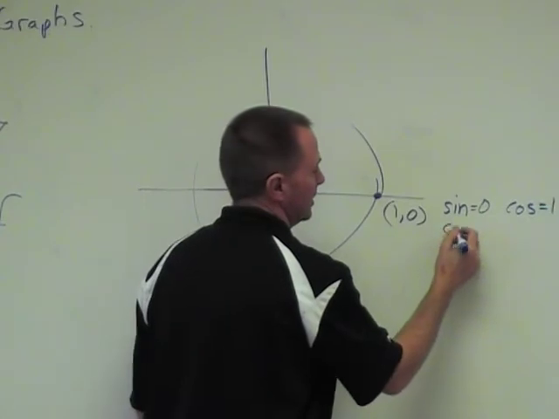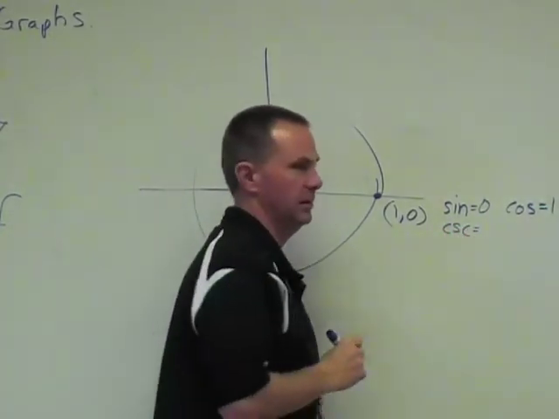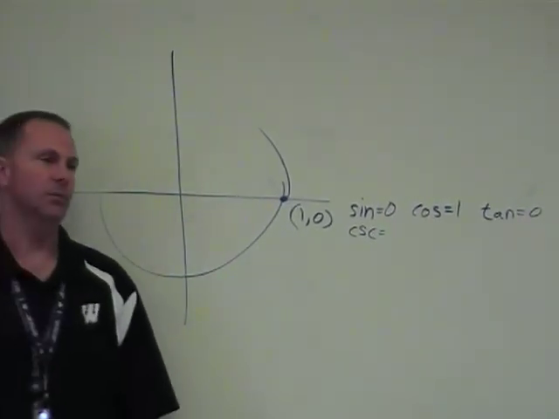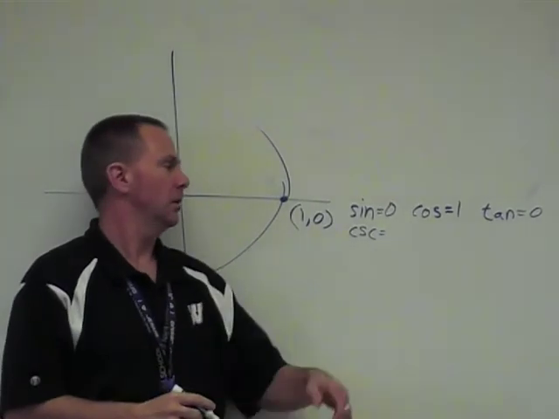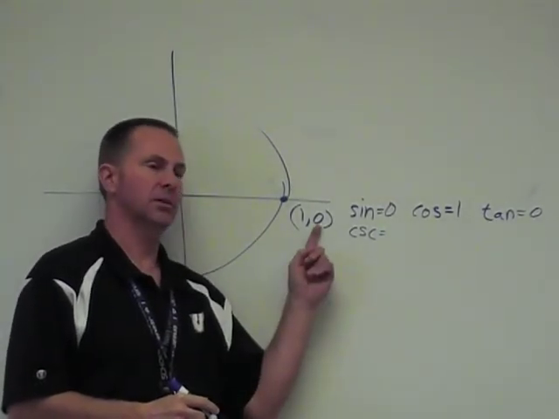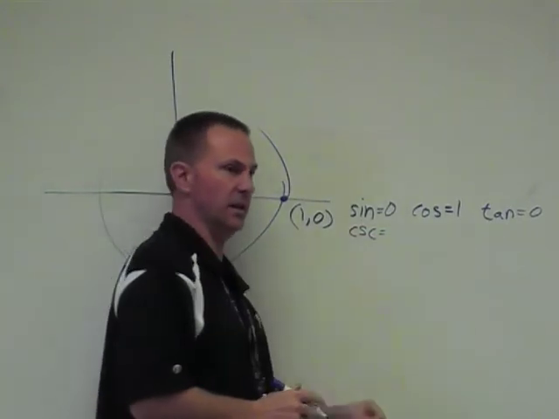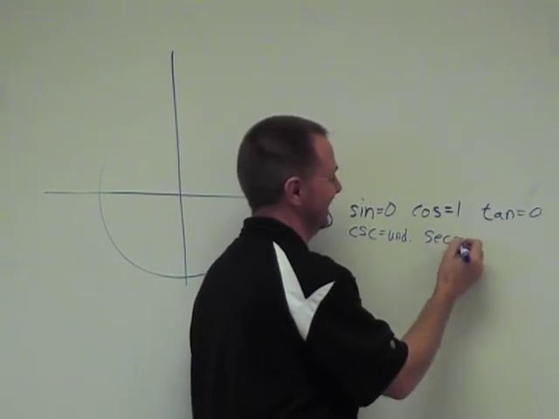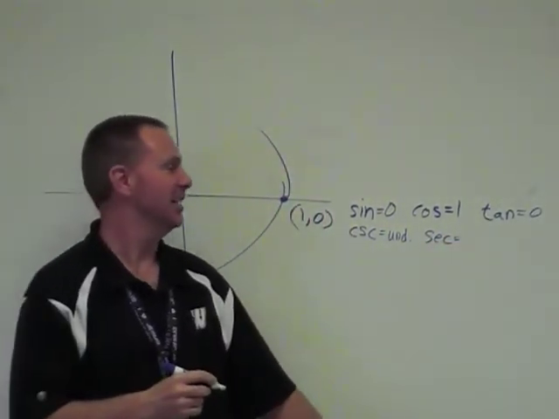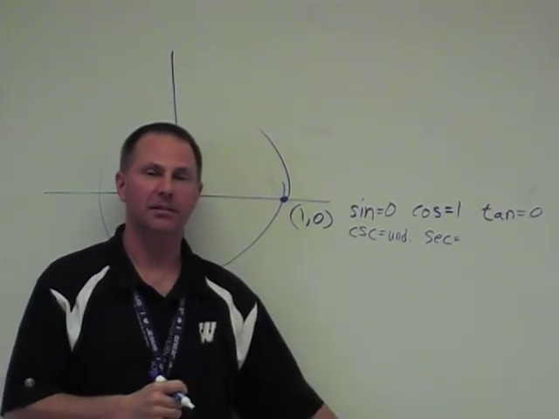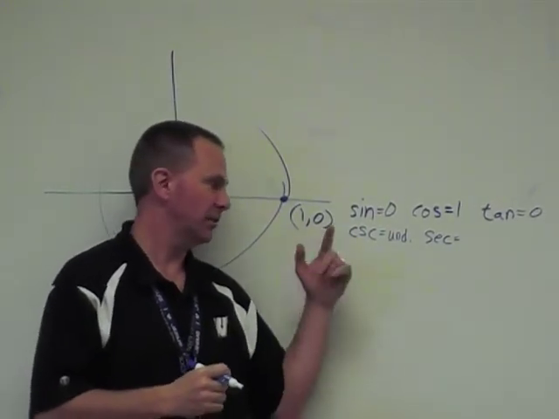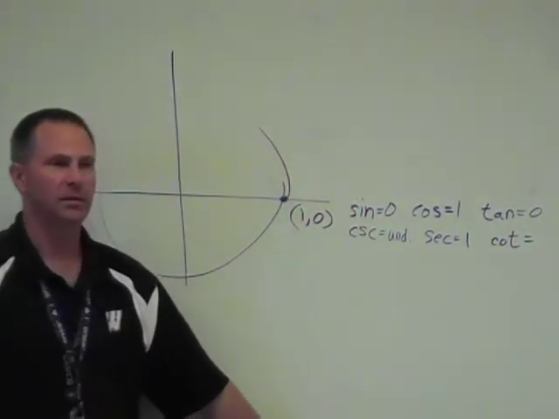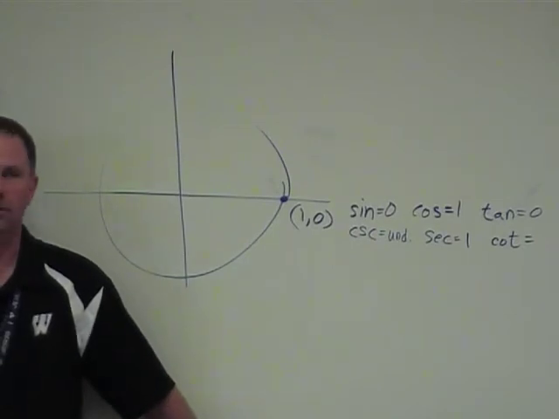Great. Cosecant. Emily. Cosecant is 1 over the y value, what would that be? 1 over the y value is 1 over 0. What's 1 over 0? Undefined. Can't have 0 in your denominator. That's all right. Secant, who can tell me the secant? 1 over the x value, 1 over 1. Very good. Is 1. And the cotangent is x over y, which is 1 over 0, undefined. Very good.